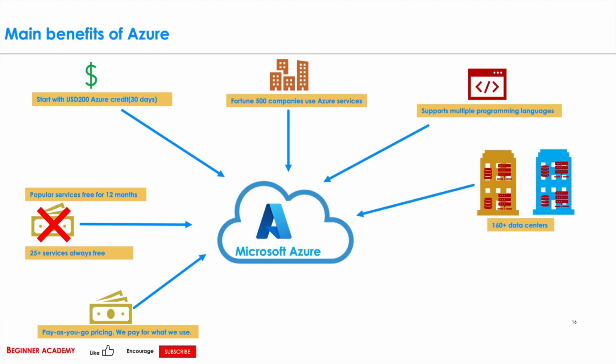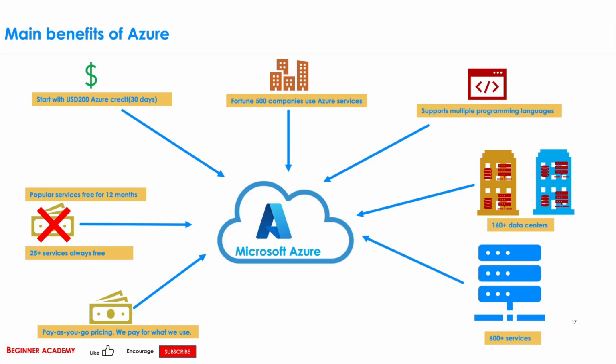Next one being Azure has 160 plus data centers compared to its competitors. AWS and GCP are nowhere near this many data centers. And obviously, 160 plus data centers around the globe give more benefit to the customers as well as Azure, right?